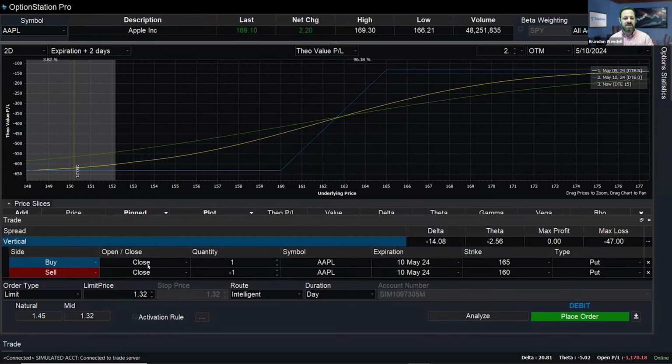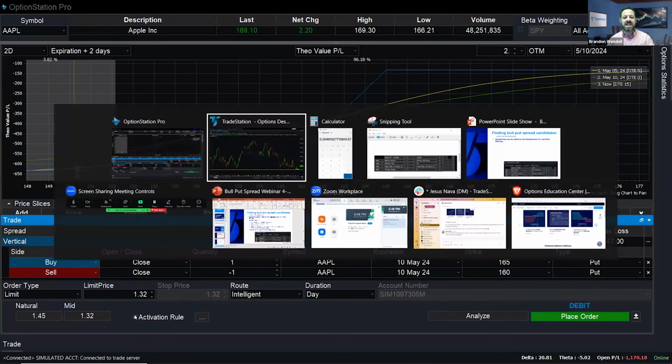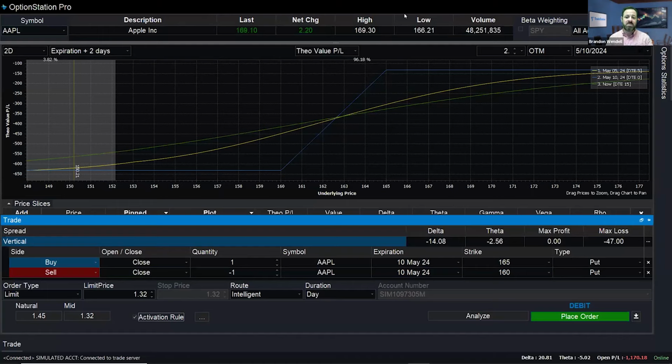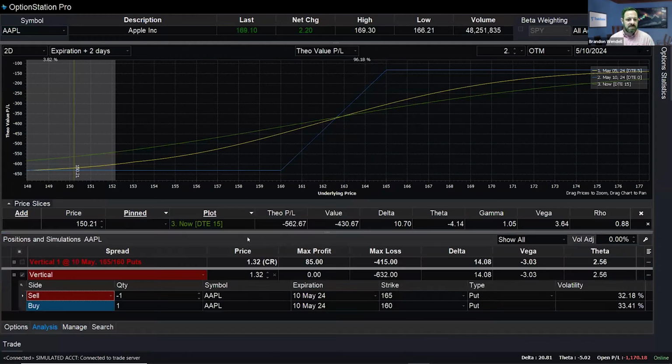So this is the closing order that I was creating. And I'll go to activation rule here and say, you know what? If this breaks through that support level, 165, I'll give it maybe 50 cents. If it moves beyond 50 cents, I want to get out. And we can check to see how much that would be in loss. So 165 to 164.50. Oh, need the price slice for that. There we are. And it shows theoretical loss.